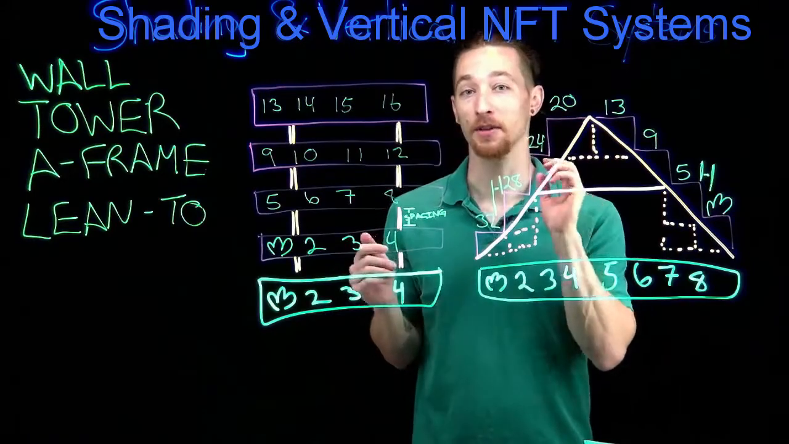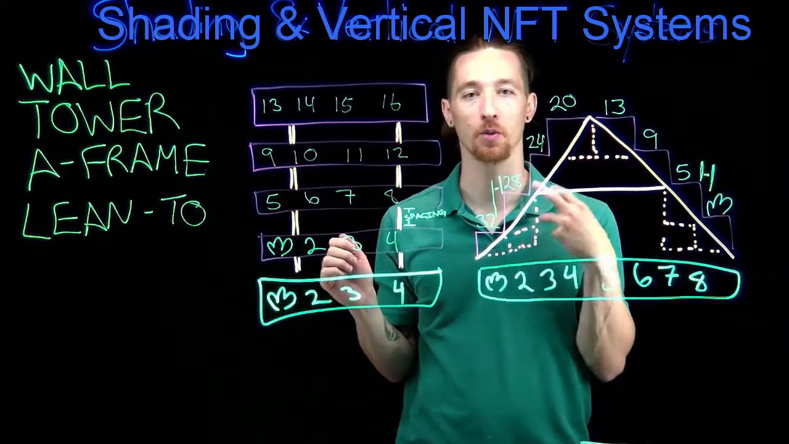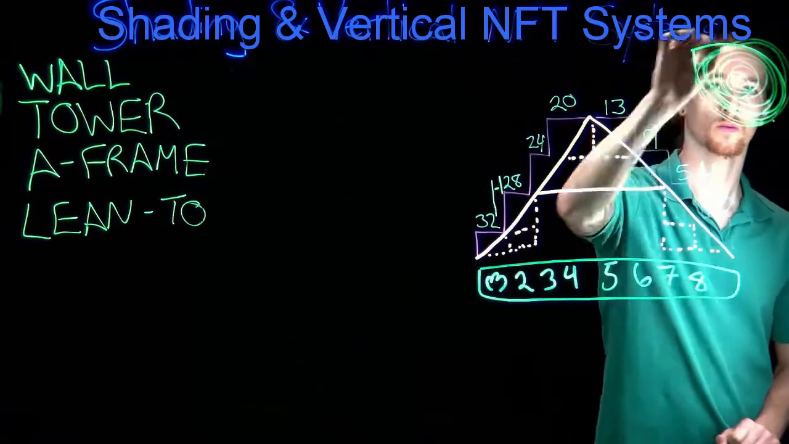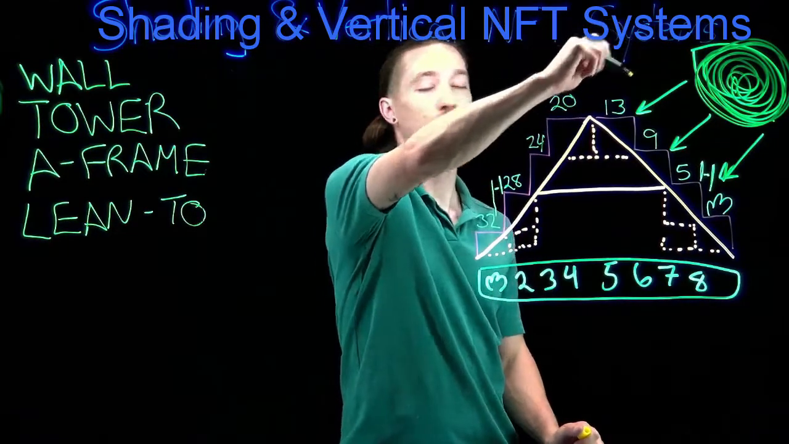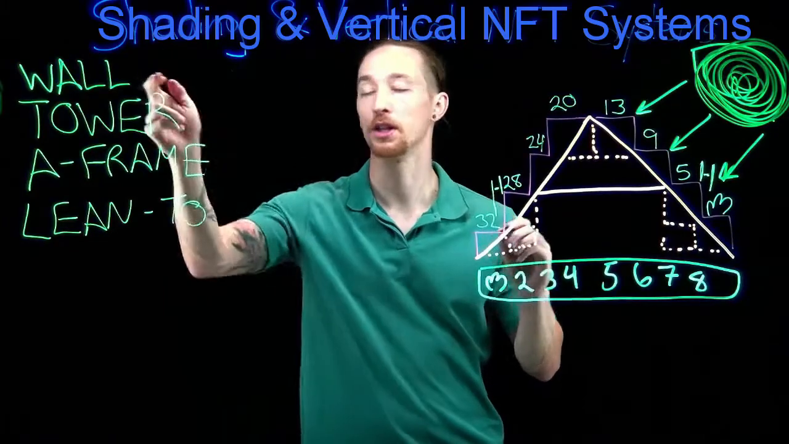Next point is about the shading. So we'll bring something back in from when we talked about the walls. Of course, the side of the A-frame facing the sun gets plenty of light. This side facing away from the sun is just like it's behind one of these wall structures.